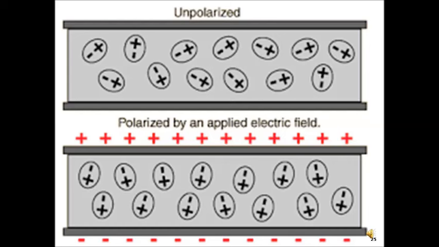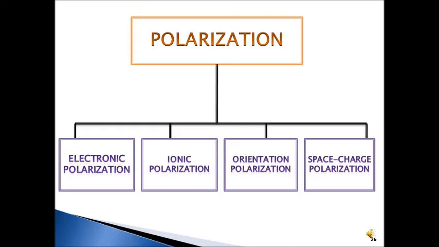In the absence of electric field, the dipole molecules are arranged randomly, so the net dipole moment is 0. But in the presence of electric field, the dipole molecules align in the direction of electric field, thus the net dipole moment becomes enormous. Hence, the dielectric is polarized. The types of polarization are electronic polarization, ionic polarization, orientation polarization, and space charge polarization.